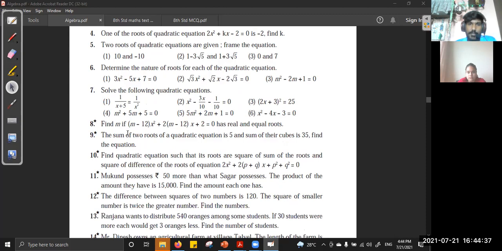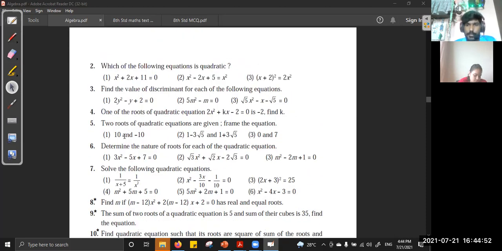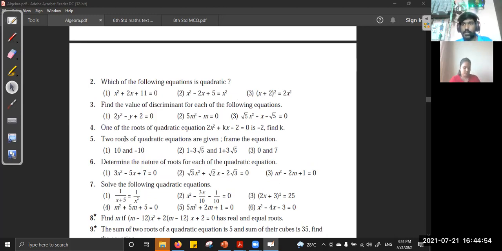Ninth is a problem sum. Try till the 8th, and we'll stop here. You send me photos of your solutions so that I can check and I'll get back to you.